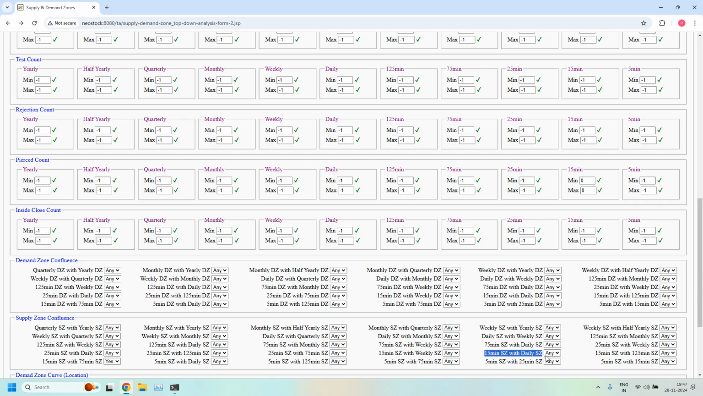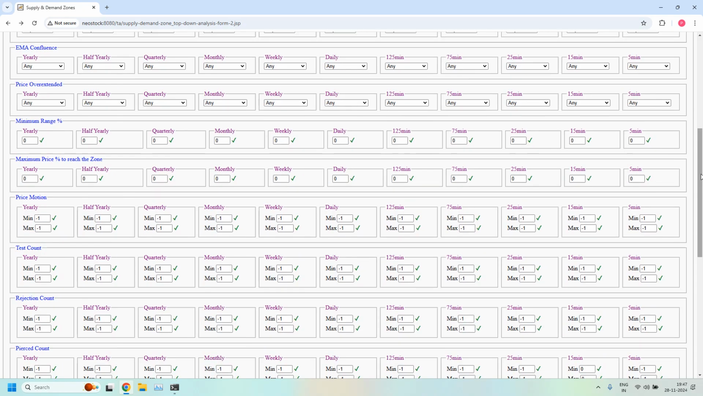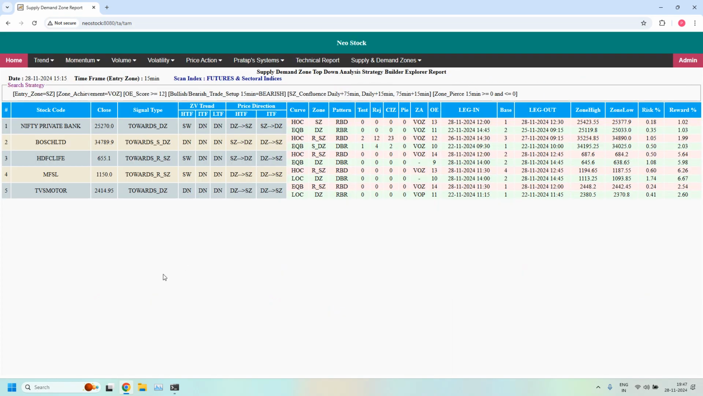Second filter, 15 minute supply zone with daily supply zone confluence. Third filter is a 75 minute supply zone with daily supply zone confluence. With all the 3 filters, LTF, ITF, HTF, supply zone confluence, we got 5 stocks. In all these 5 stocks, the entry time frame 15 minute supply zones are part of the 75 minute supply zone, both together again part of the daily supply zone.